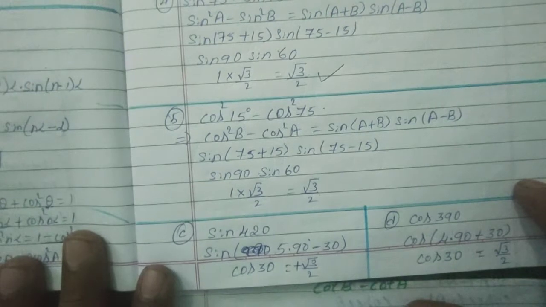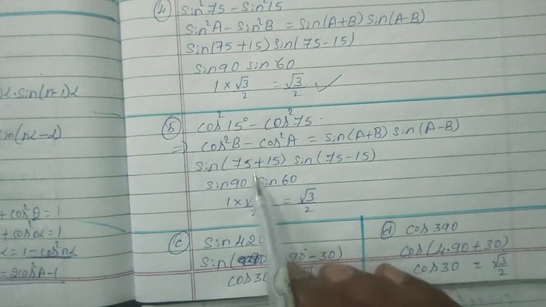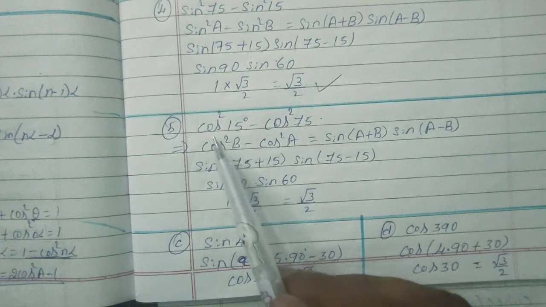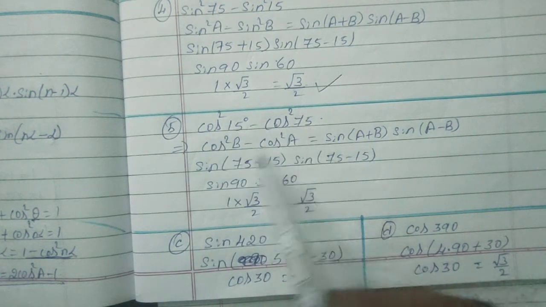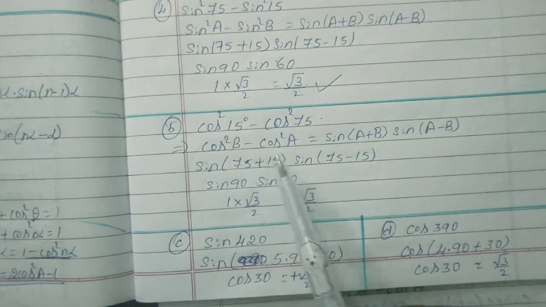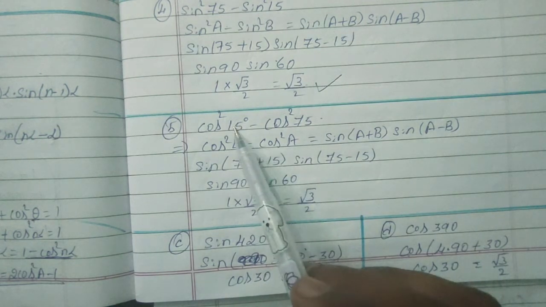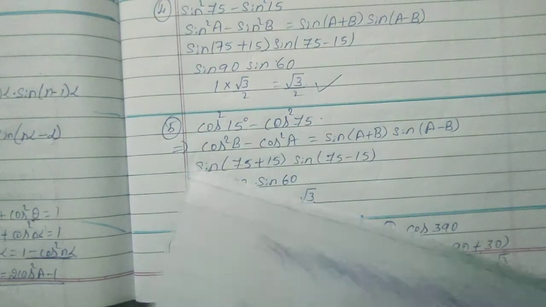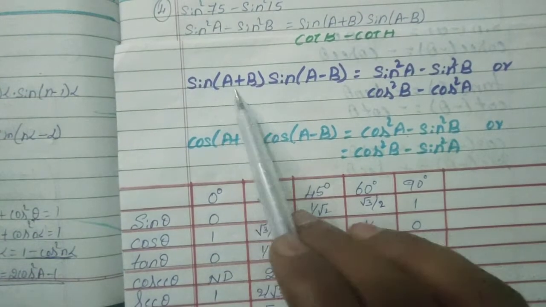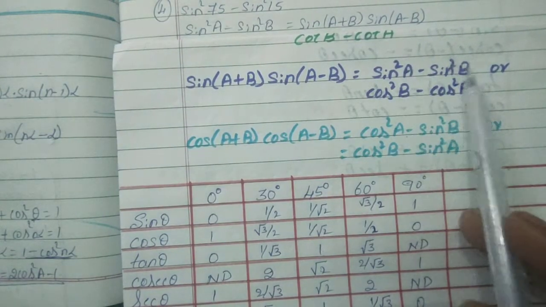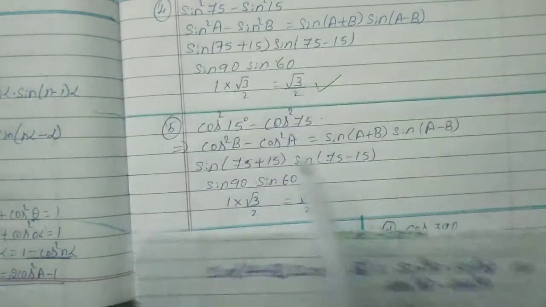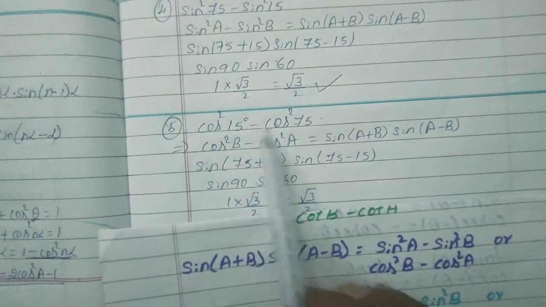Next question. I think these are matrix matching. Check once and choose the right answers. Cos square 15 minus cos square 75. Here b is smaller, this is greater. Both are cos. Remember, sin square A minus sin square B, or cos square B minus cos square A. So this is cos square B minus cos square A.